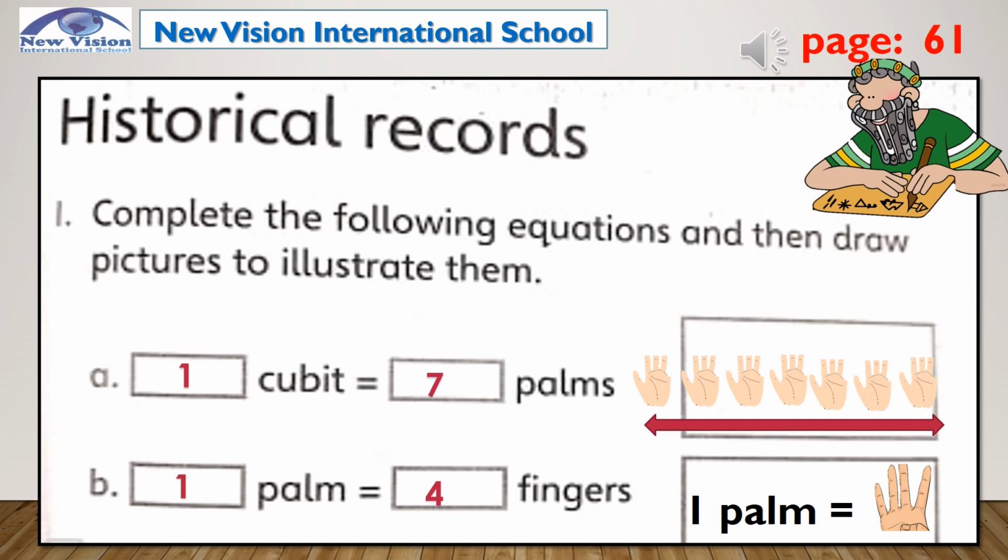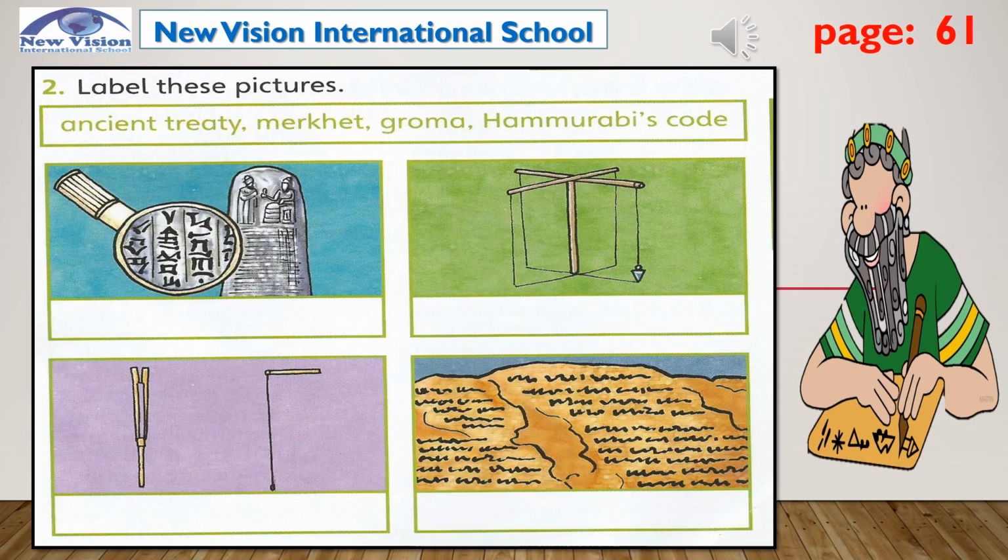1 cubit is equal to 7 palms. And 1 palm is equal to 4 fingers. Number 2 task is you have to label these pictures below. The words in the box are Ancient Treaty, Mercat, Groma, and Hammurabi's Code.